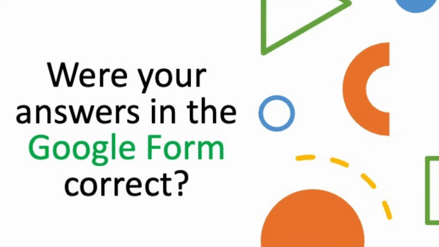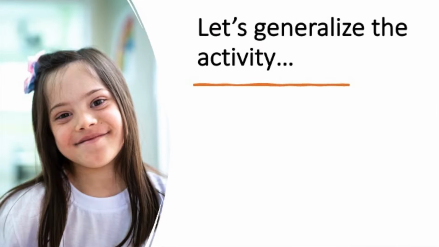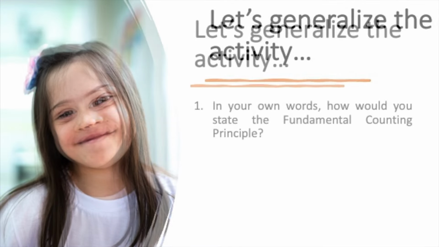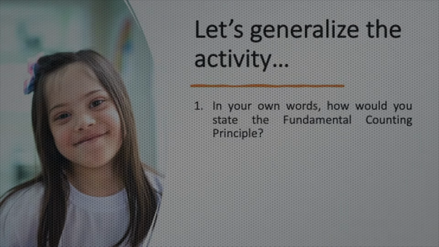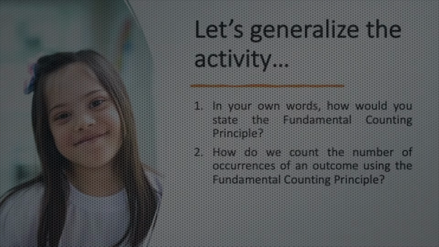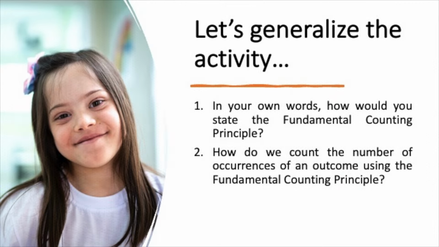Were your answers in the Google form correct? Let's summarize everything. Sa inyo lang nga own words, ano ang fundamental counting principle? Next question. How do we count the number of occurrences of an outcome using the fundamental counting principle? That's correct. We simply multiply the number of outcomes in each event. Now, let's apply the fundamental counting principle in real-life situations. I will be flashing the word problems and its corresponding solutions.